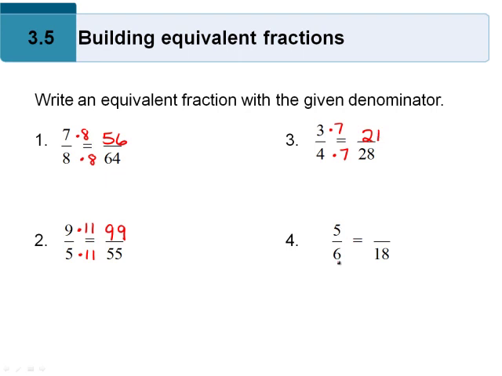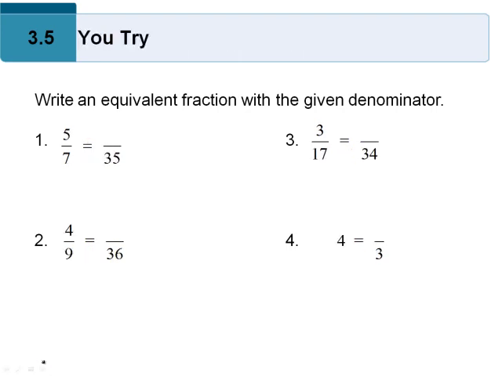All right, here we have 5/6 equals something over 18. Well, 18 divided by 6 is 3. So 5 times 3 gives you 15. So we're going to be using these equivalent fractions in our next section, which works with adding and subtracting. So this is a very important concept. Okay, so here's some for you to try. So pause the video and try these.